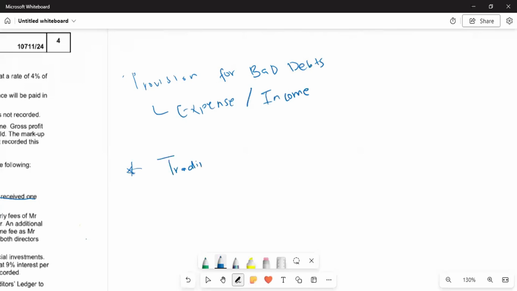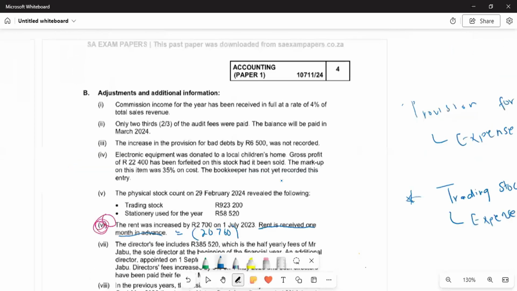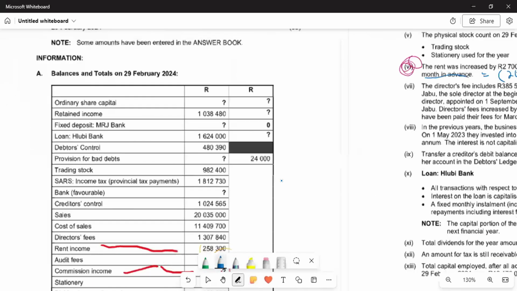Now, remember, with regards to trading stock, you can either have a trading stock deficit, which could also be an expense, or you could have a trading stock surplus, which could also be income. Now, can you see that these two transactions can either be incomes or expenses, right? Now, let's see if we have any information relating to these two transactions. Now, going to my additional information, or let me start off on my list of balances.